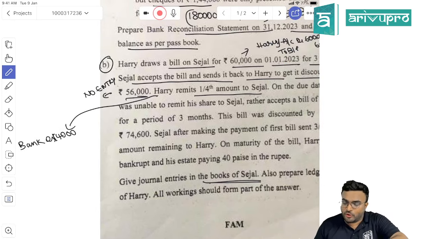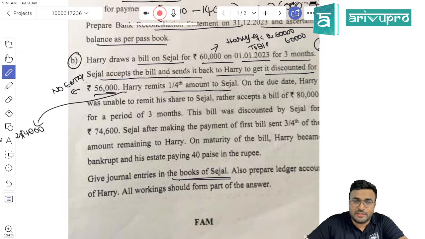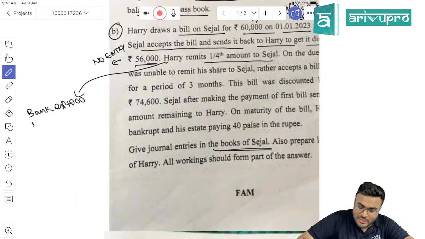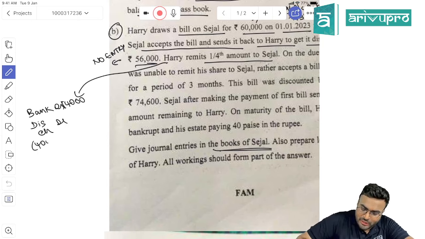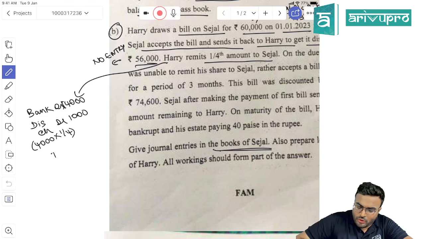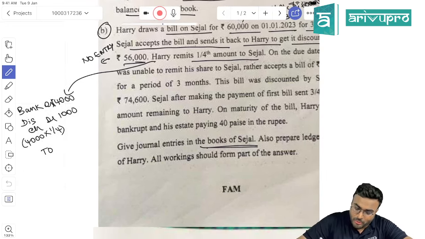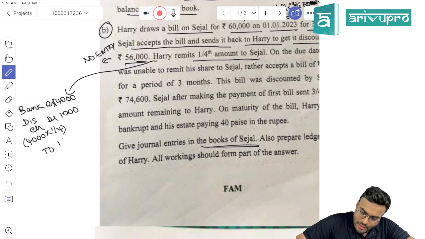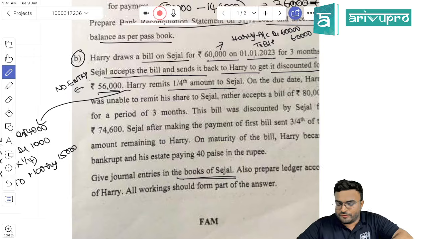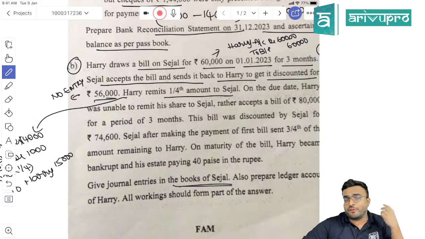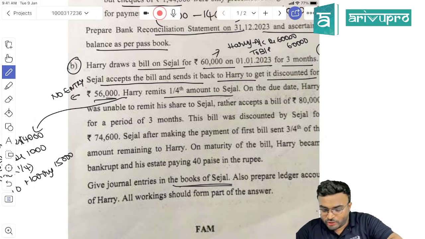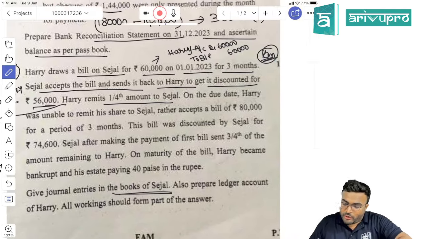But if you notice, discounting charges are also there. Discounting charges are 4,000, 60,000 minus 56,000. So discounting charges also will be debited. That is 4,000 into 1/4, basically 1,000. Who gave you this money? This money was given to you by Harry. So Harry, 15,000. 1/4 of the amount he has given, you have taken it, and 1/4 of the discounting charges also you have put into your pocket. Okay, you are going to bear that.